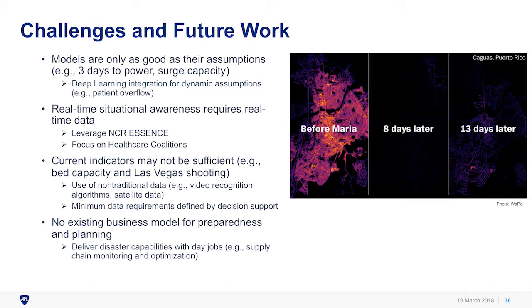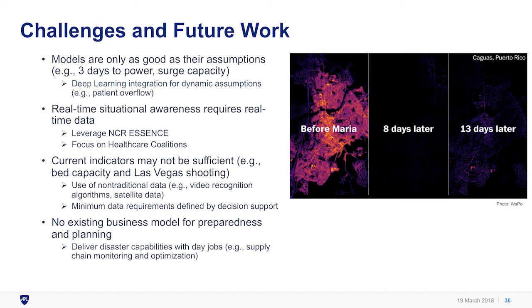So real-time situational awareness, if that's our goal, requires real-time data. And everybody in this room, I'm sure, knows that is really, really hard to get. From a domestic standpoint, we focused on the NCR Essence, mainly because we knew we could get to near real-time data for some of that stuff. We also wanted to focus on healthcare coalitions because we think that they're a wonderful foundation, at least domestically speaking, to build off of to get some of the data that's critical in the middle of an event.